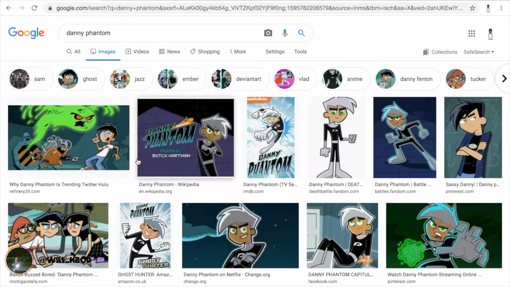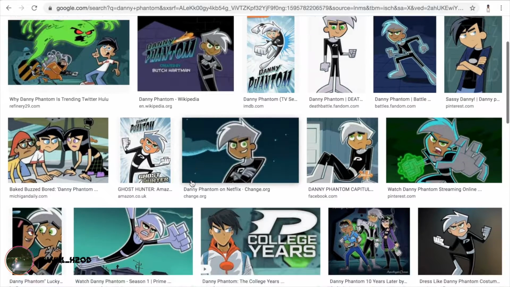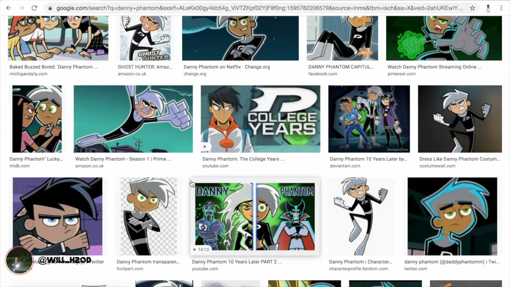So here I'm designing myself in the Danny Phantom style. So I'd look through for the way he's standing, you know, in a way that I like. Or if I'm drawing somebody else, that matches the way they stand, if you get what I mean.